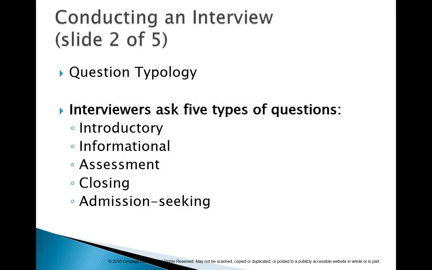So the types of questions. And when you write your individual project, you want to write these questions out in your script. So you have introductory questions. You might want to write introductory at the top and then have some questions. And introductory questions, a lot of them are just ritualistic. It's just, how are you? That just helps put people at ease, right?